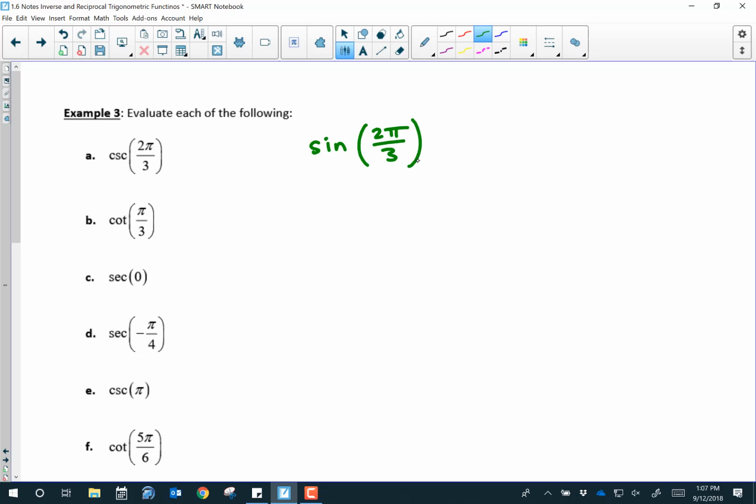2 pi over 3, what quadrant is that in? Second quadrant, and I'm looking for the y value at 2 pi over 3. Is that positive or negative? Positive. And what's that y value?